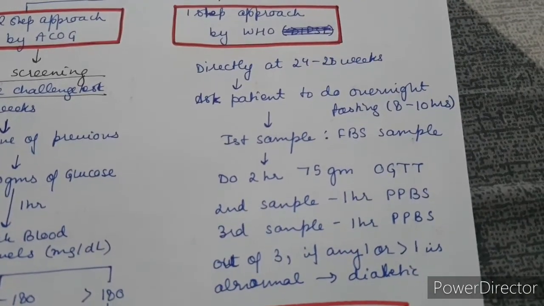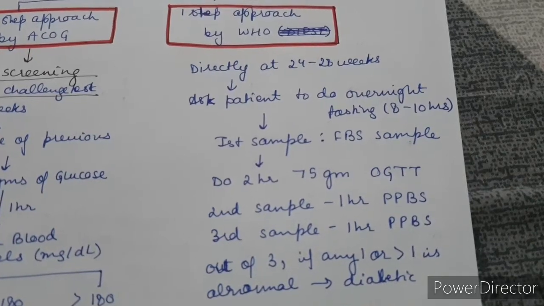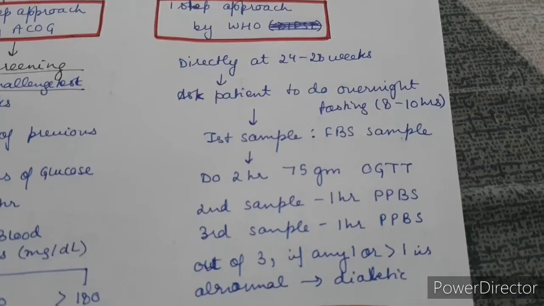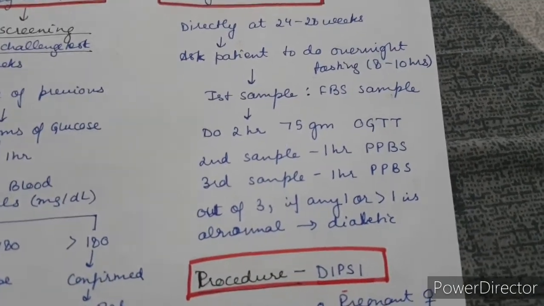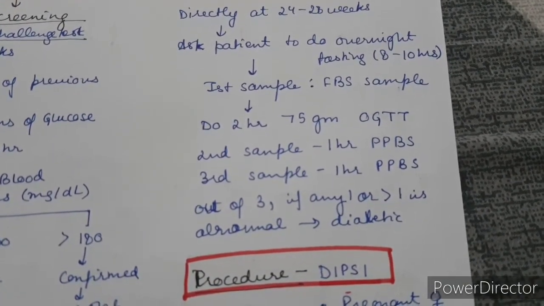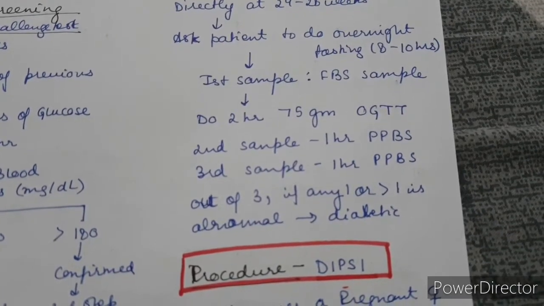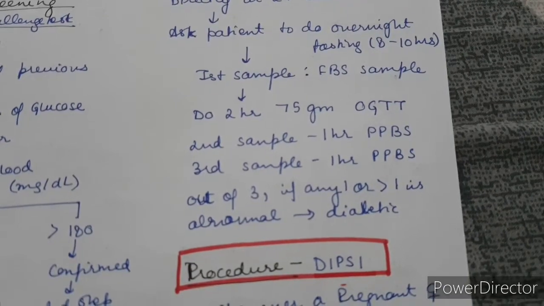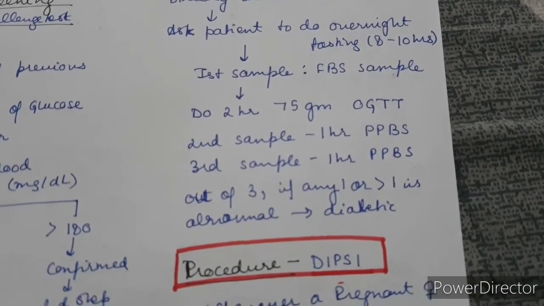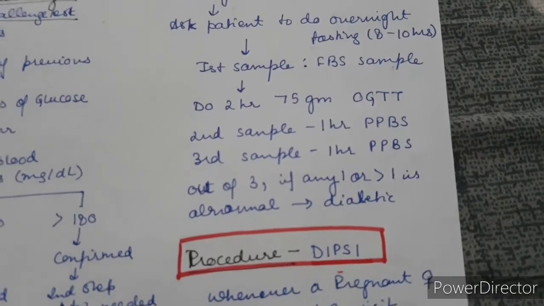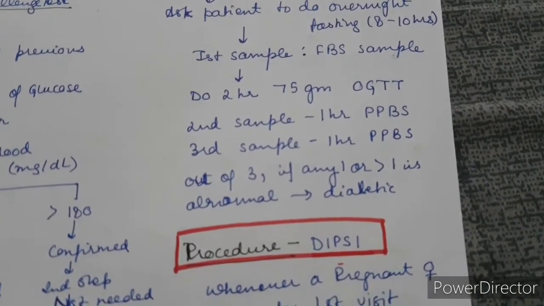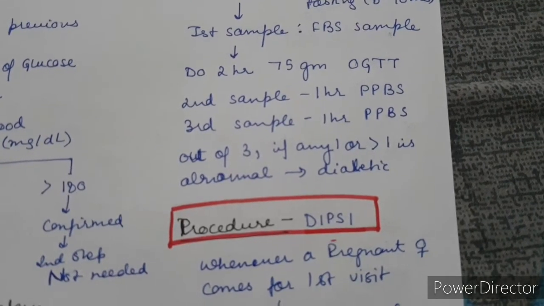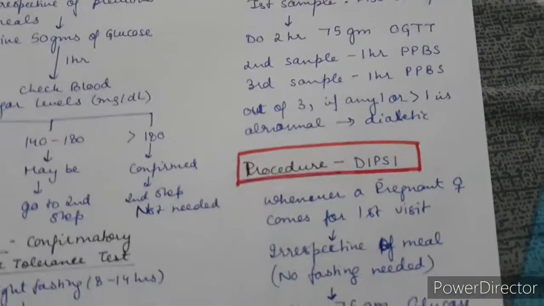In WHO criteria, directly at 24 to 28 weeks, you have to ask the patient to do overnight fasting for 8 to 10 hours. Okay? Then you take the first sample, that is fasting blood sugar sample, and then 2 hour 75 gram OGTT. Okay? Therefore the second sample is taken 1 hour ppbs and third sample is taken 1 hour after another 1 hour ppbs. Okay, so out of these three samples, if any one or more than one is abnormal, then the patient is diabetic.